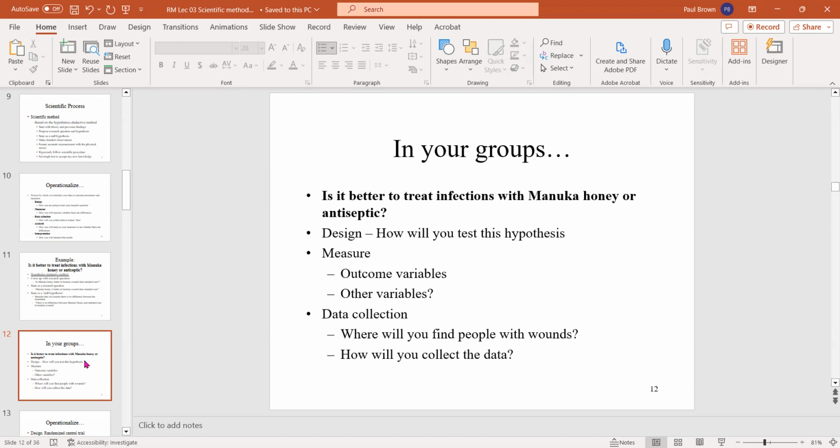Can you read that? What type of study design? Who are you going to recruit? What will you measure? Outcome variables and other variables? And how long will you collect data and for how long?